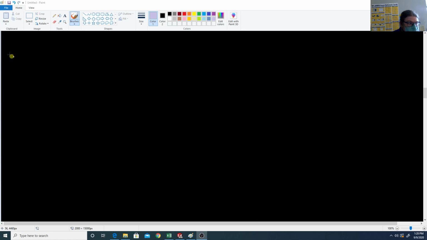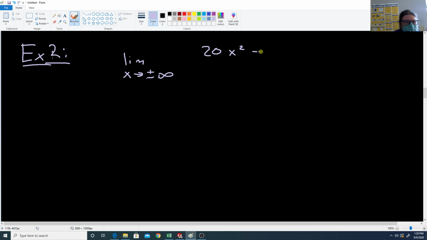Okay, this next example, we want to figure out what is going on. This is example 2 in the textbook. We want to figure out what's going on with the limit as x approaches positive or negative infinity. This means handle them separately. Of 20x squared minus 3x, all that over 3x to the fifth minus 4x squared plus 5.